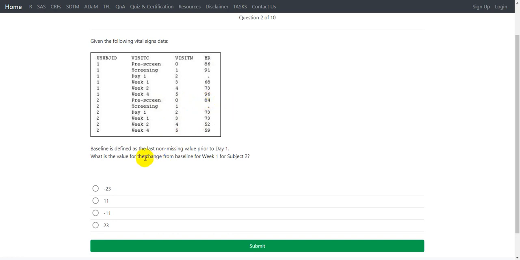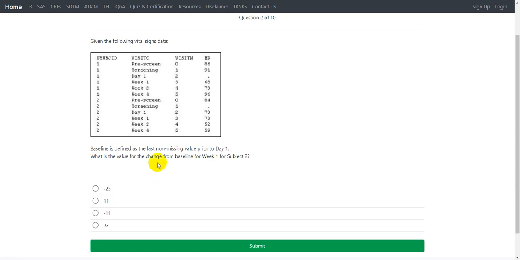And the question is what will be the change from baseline for week 1. So at week 1, change from baseline has to be calculated as the result at week 1 minus the baseline value, which was 84. Effectively the answer is 73 minus 84. So we would get a negative result, and the difference is 11. So we will have the value of minus 11.